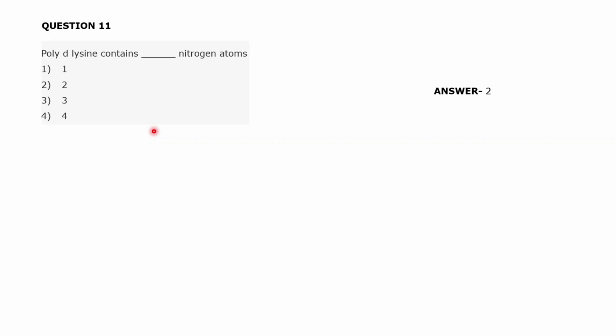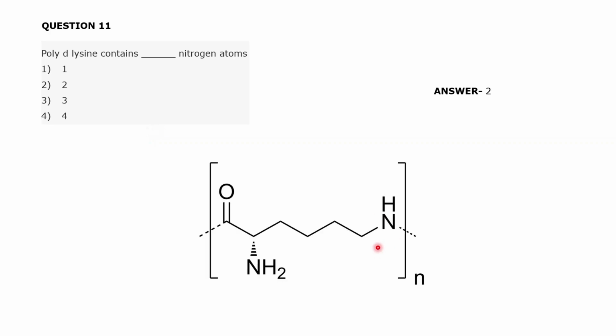The poly D-lysine contains 2 nitrogen atoms. Basically, this is the structure of one of the repeating units of poly D-lysine. It's a homopolymer of D-lysine, right? You can see that the amino group attached to the carbon consists of one nitrogen, and the R group attached to the carbon consists of an NH group, which contributes a second nitrogen atom. So poly D-lysine consists of two nitrogen atoms. I think this question is clear. Anyone has any doubt?